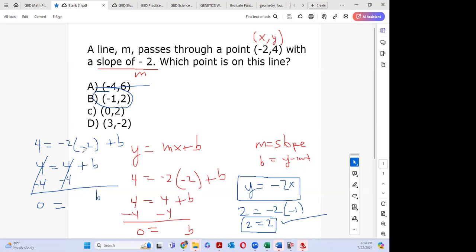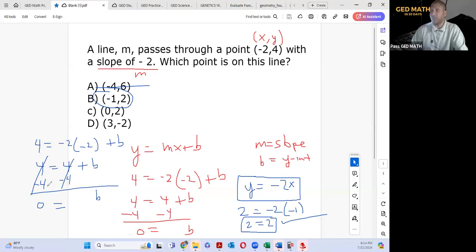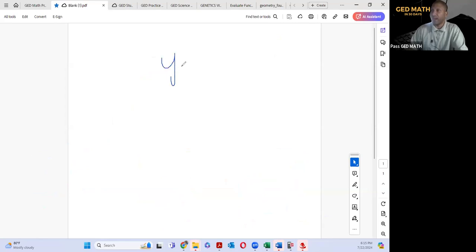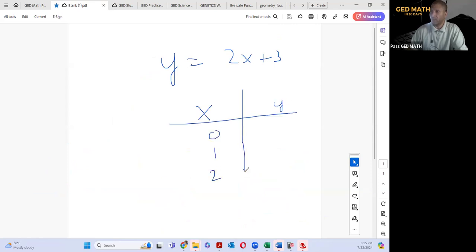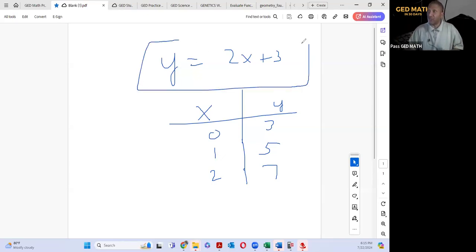That's any equation. Let me show you another example real quick. Let me clear everything out first. I got y equal 2x plus 3. Say I make a table and x is 0, 1, and 2. When x is 0, my y is 3. When my x is 1, y is 5. When my x is 2, y is 7. These points are on this line, y equal 2x plus 3. So any point that lies on this line will satisfy this equation. They'll be equal.